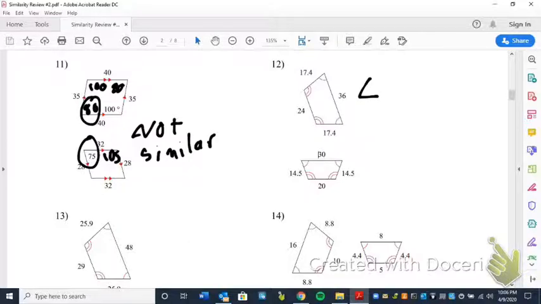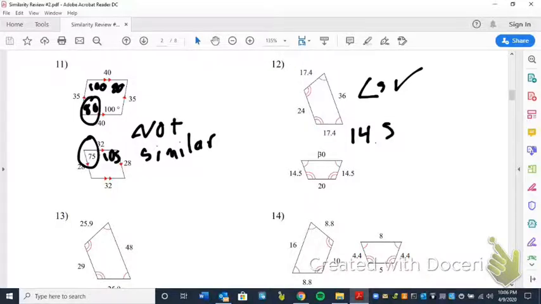For number 12, the angles check. We have two, so this is a trapezoid. What we need to figure out is whether or not the sides are all proportional. We can't just do one side and say that's a scale factor. We need to check all the sides. So we set up an extended proportion.